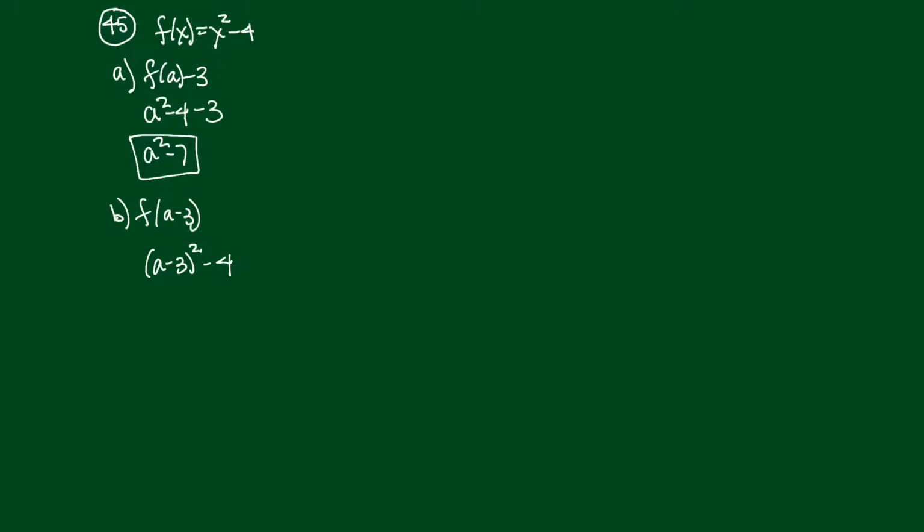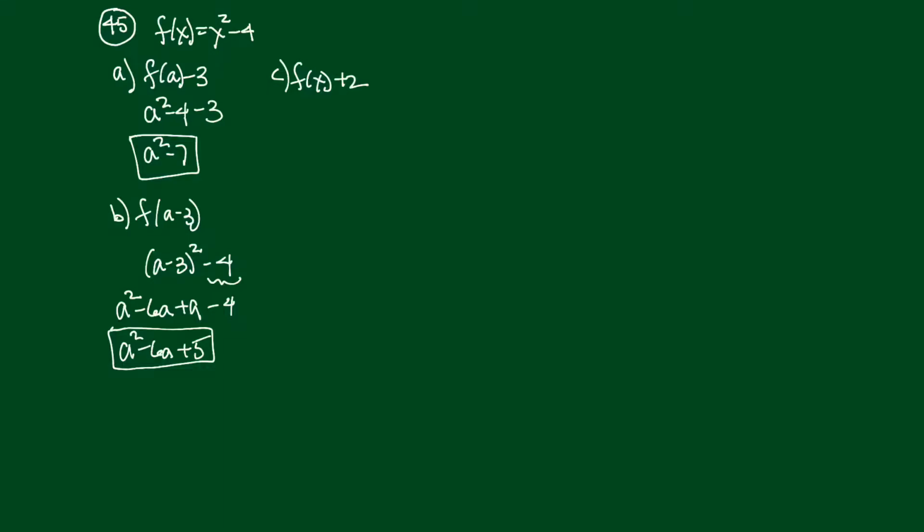Now we need to square this binomial, so be careful. We have a template for it, right? What do you do here? You square the first, a squared. You multiply these two together, getting negative 3a. You double it, negative 6a. And then you square the last, getting a 9. And then you've still got that negative 4 there. Okay, so I think we've got it here. A squared minus 6a, and then the 9 minus 4 is a plus 5.